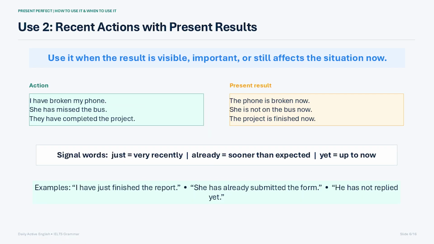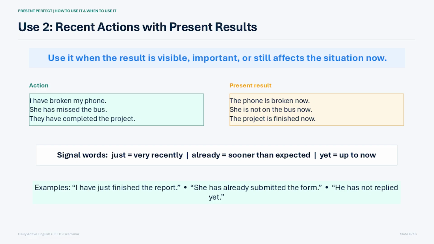We also use the present perfect when a recent action has a clear result now. For example, I have broken my phone. This means my phone is broken now. She has missed the bus. This means she is not on the bus now, and this affects the present situation.